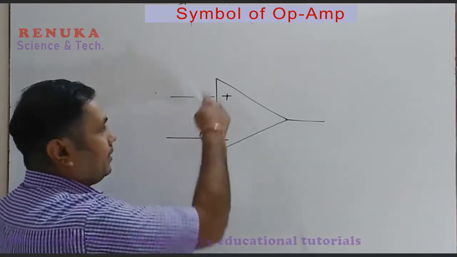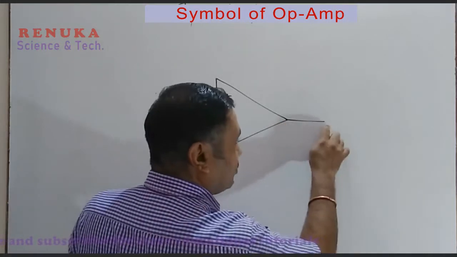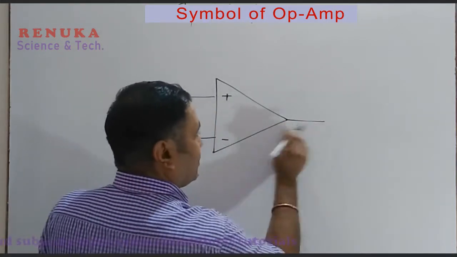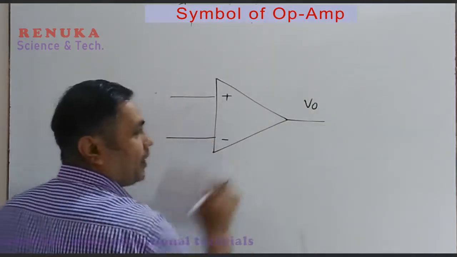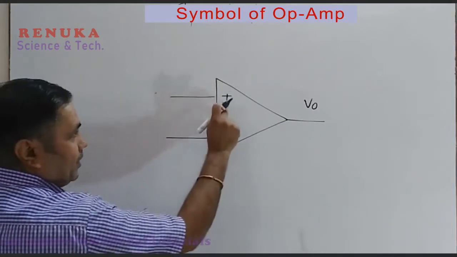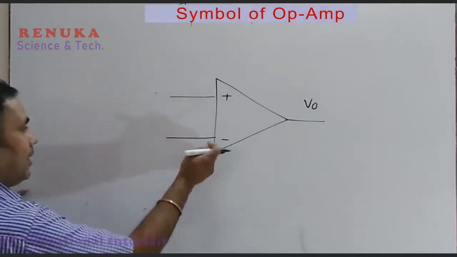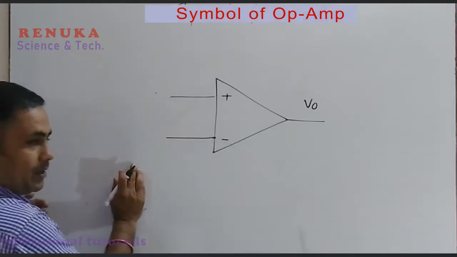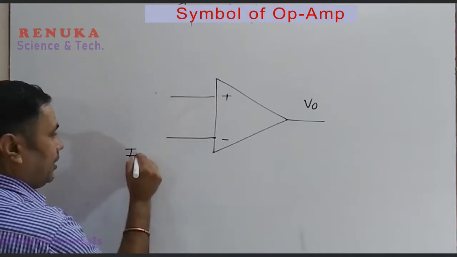You can see the triangle is shown here. One of the vertices of this triangle is the output, so it is denoted like this. Then at these two edges, one sign is positive and here a negative sign is shown. The negative sign is one of the inputs of the operational amplifier, and if the input is negative, then this terminal is the inverting input.